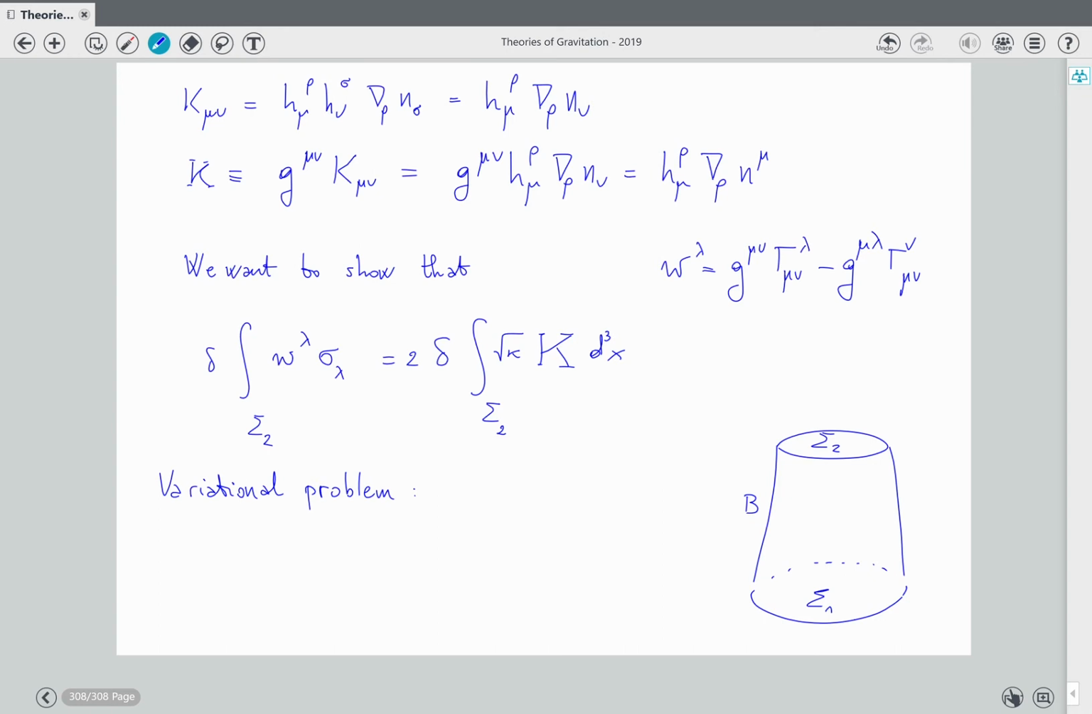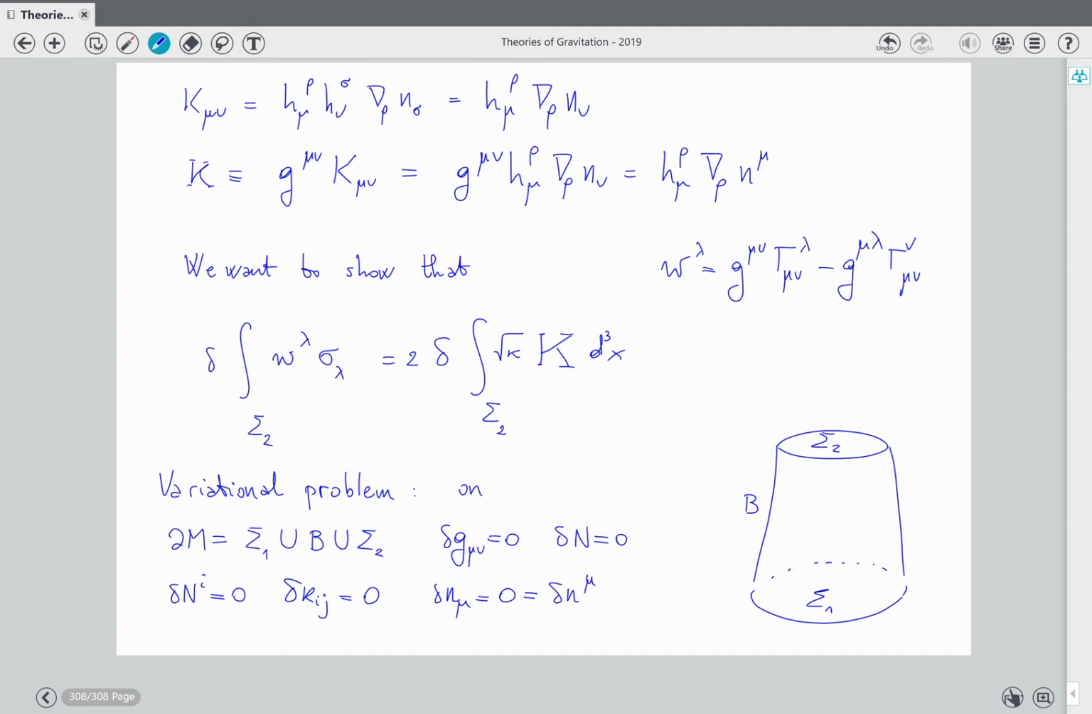On the boundary of the manifold, which is made of sigma 1 union b union sigma 2. That's the boundary. On that, we will have that the metric delta G mu nu is 0, which means delta n is 0, delta n I is 0, delta k ij is 0. Then the normal will be 0.